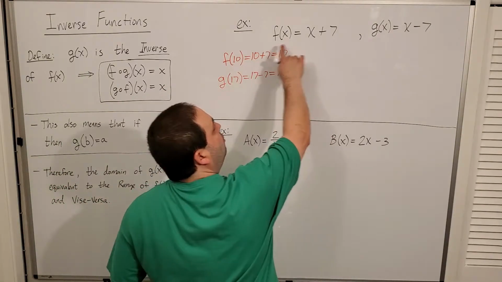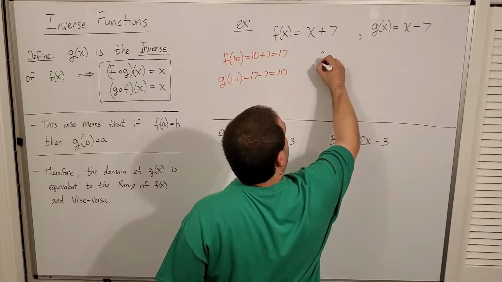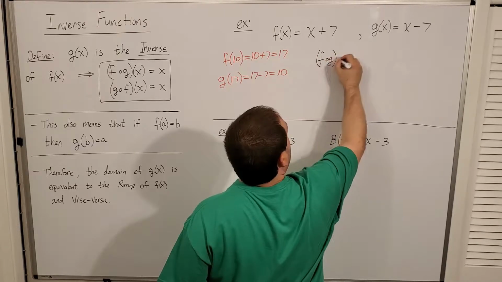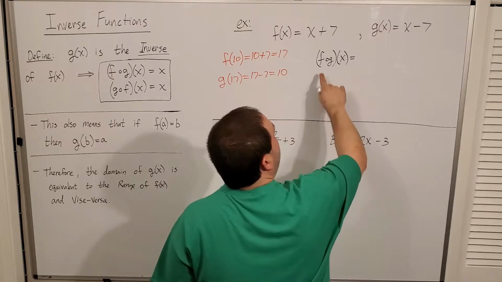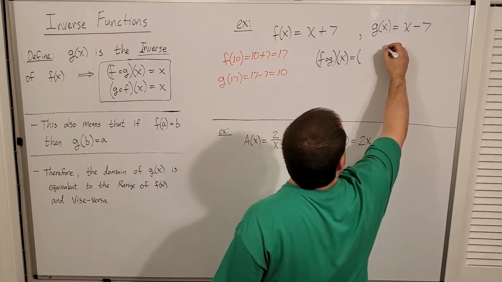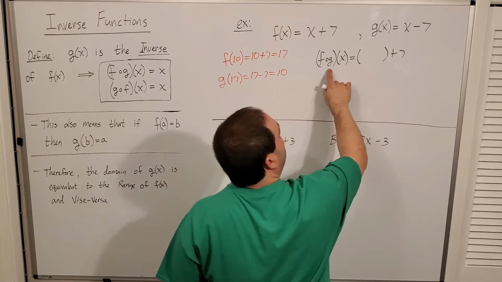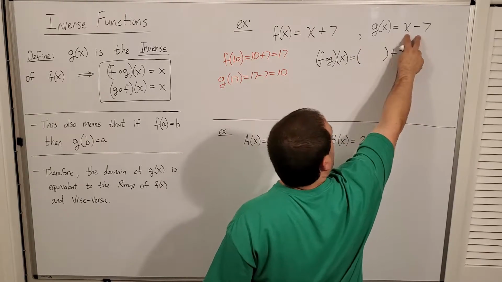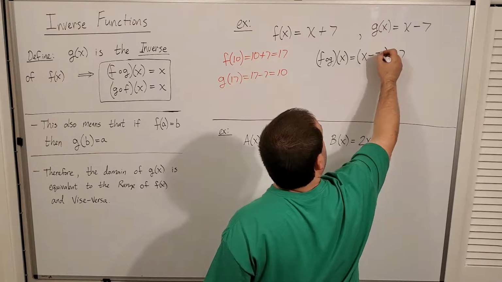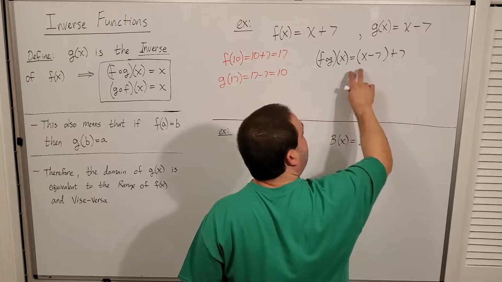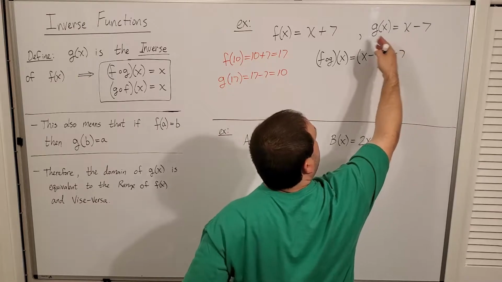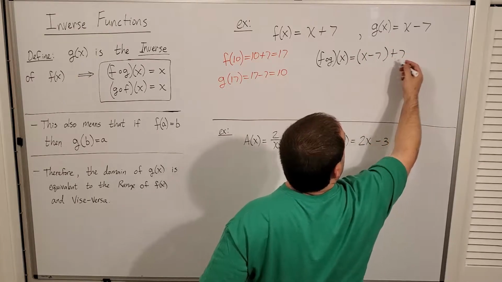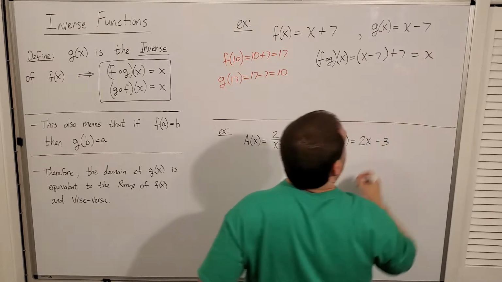If I compose f and g, that would be f of g of x, then that would be the f function, which is something plus 7, and then g is the thing that I'm plugging into it. That would be x minus 7. Notice the parentheses are there just for aesthetics. Immediately the plus 7 and minus 7 would add out to 0, and I would get x.